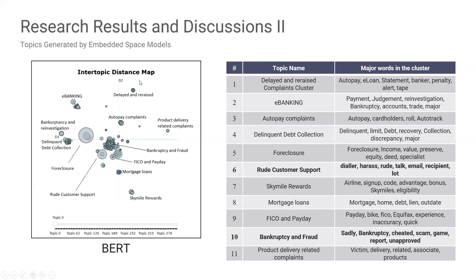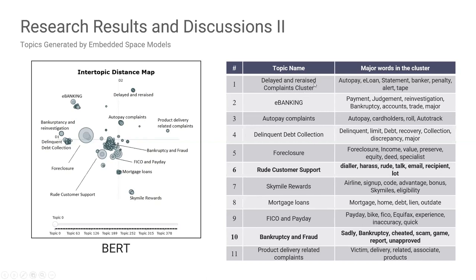Now you can see that each thing represents one cluster, and most of these represent bankruptcy and fraud. Topics like foreclosure don't come out naturally. You have to give a label based on the words that come out of these topics. Okay, so these are the topics you get from a BERT-based model, right? And this is the topic name. We assigned a topic name, delayed and re-raised complaints cluster, right?